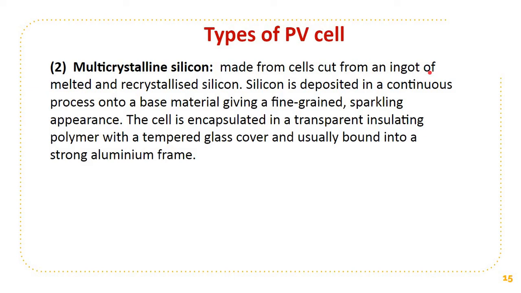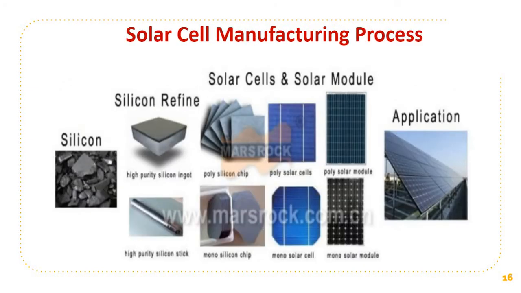The cell is encapsulated in a transparent insulating polymer with a tempered glass cover and usually bound into a strong aluminum frame. The solar cell manufacturing process is shown here in the figures.